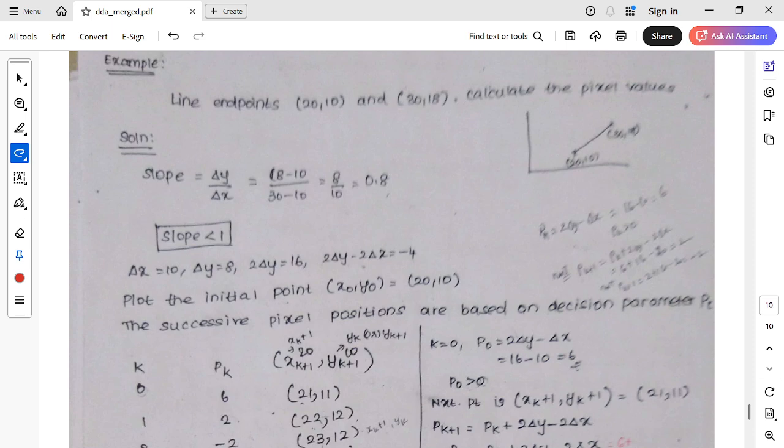So they have given the line endpoints. The starting point is going to be 20 comma 10 and the end point is going to be 30 comma 18. Okay, so what is the next step? You're going to find the slope.